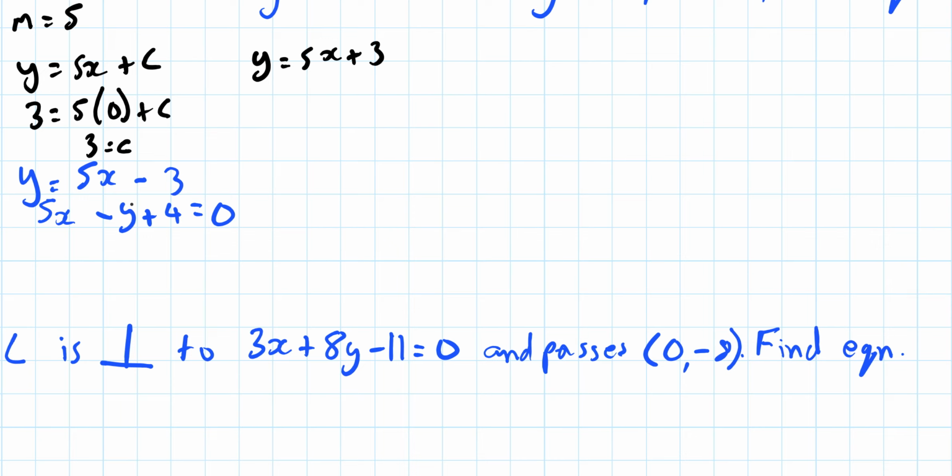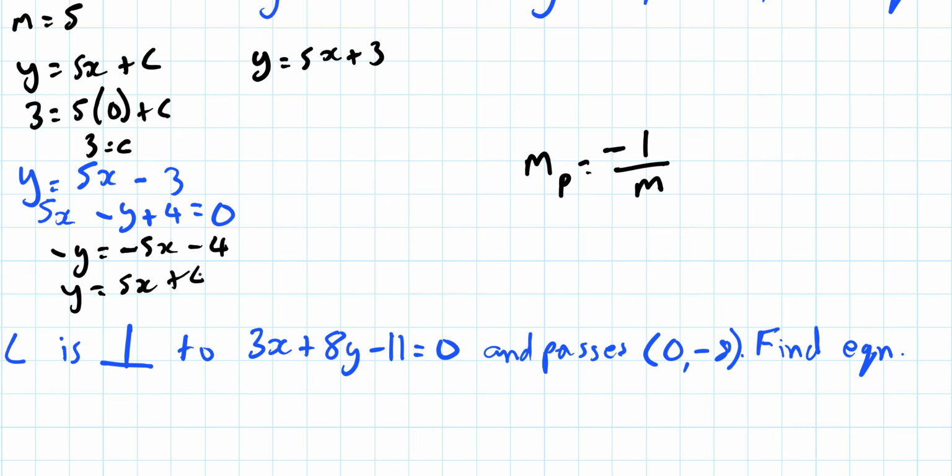So to prove that these two are perpendicular, again we change it into y equals mx plus c. Now remember, for perpendicular, the gradient has to be minus 1 over the gradient. Okay, so minus reciprocal of the gradient. So let me rearrange this. So minus y equals minus 5x minus 4. Get rid of the minus, y equals 5x plus 4.